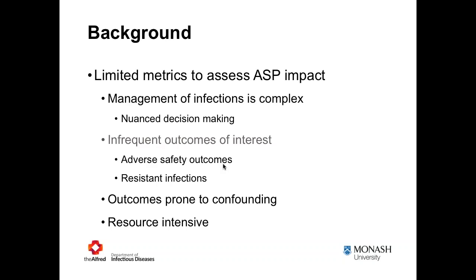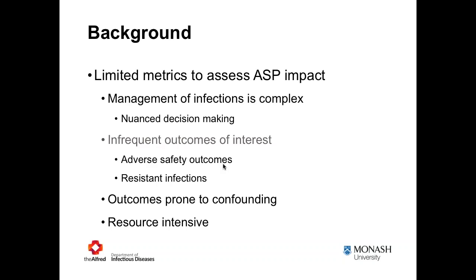The other thing, which is not a bad thing in many ways, is that the outcomes of interest, the things that we're really interested in, are quite infrequent. So those sorts of things, such as adverse safety outcomes, are uncommon. Patient mortality is uncommon. The emergence of resistant infections is also an uncommon event, and often with the hospital-based programs, you're not measuring what's going on in the community, and so you may not actually show any sort of reduction unless you're tackling this problem as a global problem.